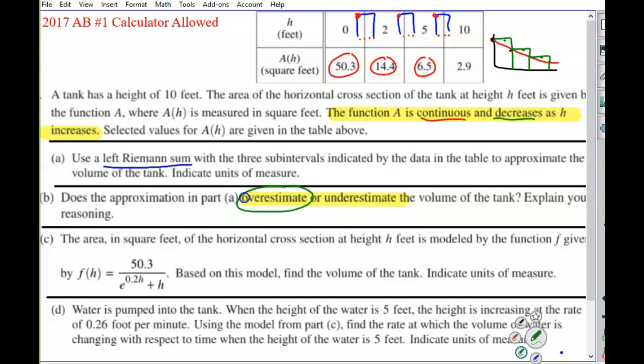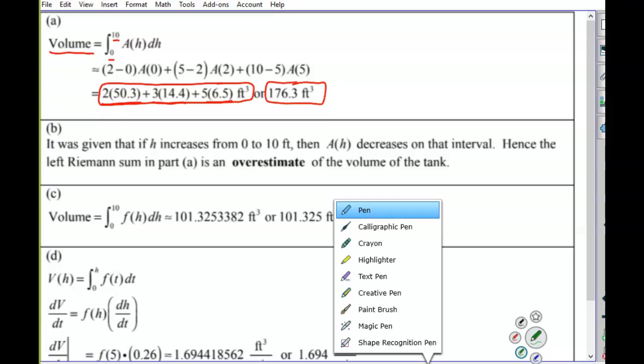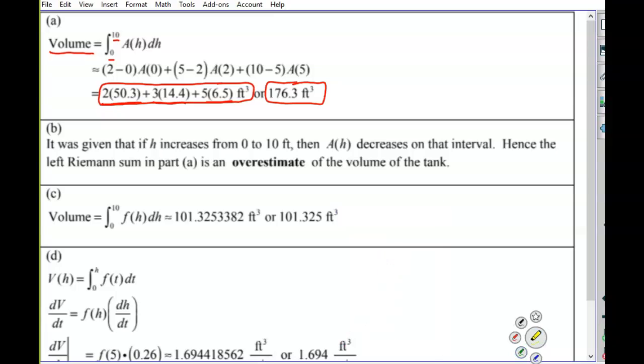How do we write that? This was the visual component, just to prove that it's that way, but here's their explanation. It was given that if h increases from 0 to 10, then A of h decreases on the interval. Hence, the left Riemann sum in part A is an overestimation. That's all you have to explain. Because we know that if a function is decreasing overall, the left Riemann sums will always be an overestimation.